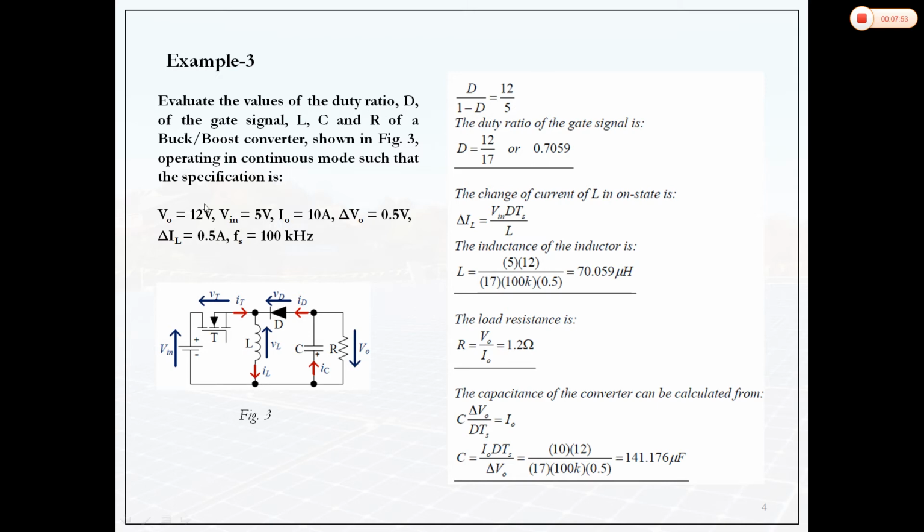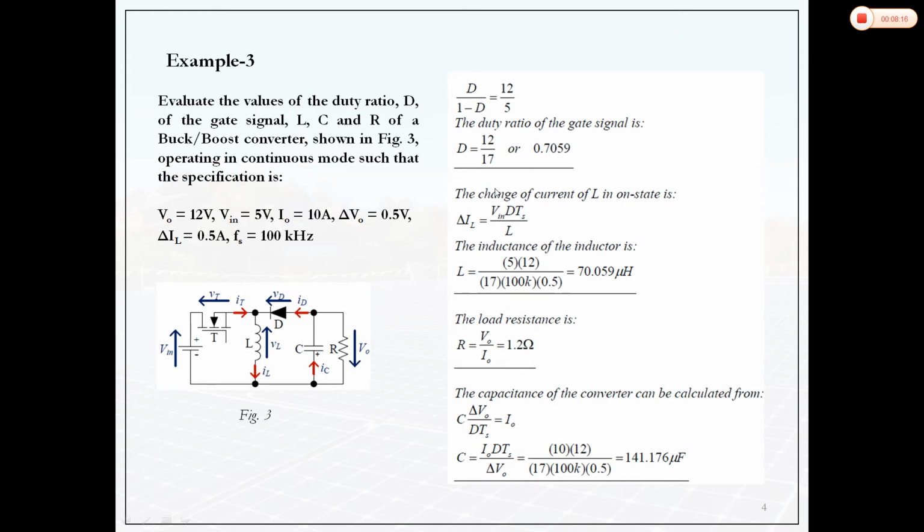Here you can see that the output voltage is 12 volt and the input voltage is 5 volt, so it is working in boost mode. Whenever the output voltage is more than the input voltage, it is boost operation. That means the duty cycle will definitely be more than 0.5. So if we substitute here, we get a duty cycle of 0.7059.